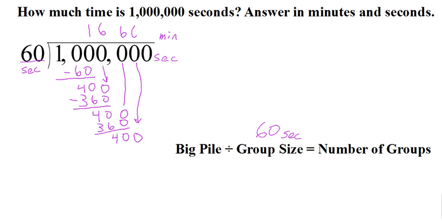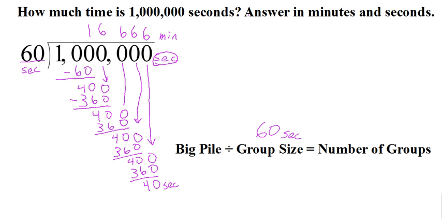Again, 60 into 400 is a 6. 6 times 60 is 360. And the remainder again is a 40. The last 0 comes down, the 0 in the ones place. And then 60 into 400 again is a 6. And again, 6 times 60 is 360. Leaves a 40, and at this point I stop because I've reached the ones place. This 40 is the 40 seconds that's part of the big pile of seconds that can't form another group of a minute.